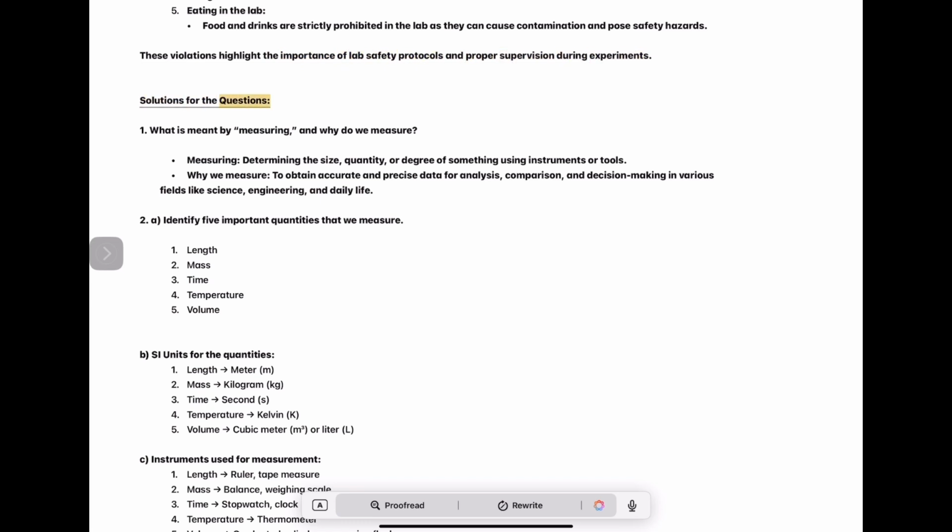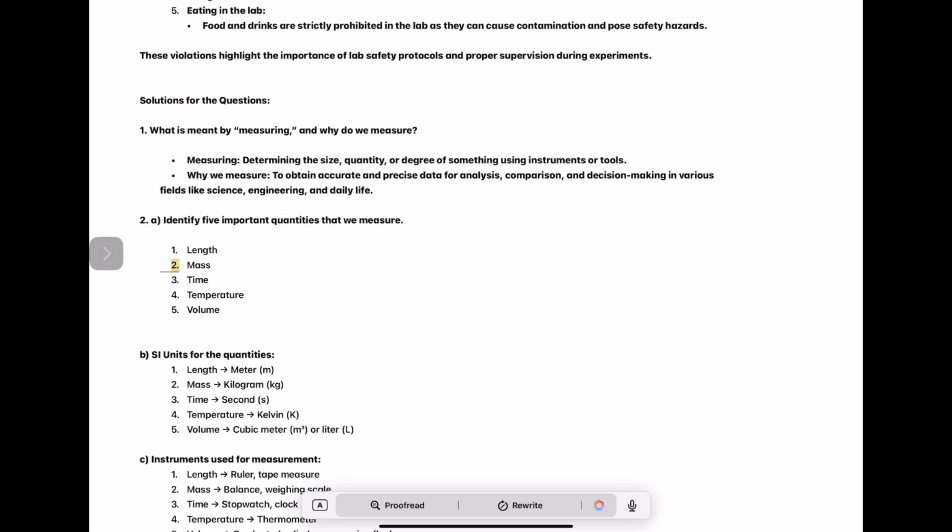Solutions for the questions. 1. What is meant by measuring, and why do we measure? Measuring: determining the size, quantity, or degree of something using instruments or tools. Why we measure: to obtain accurate and precise data for analysis, comparison, and decision-making in various fields like science, engineering, and daily life.